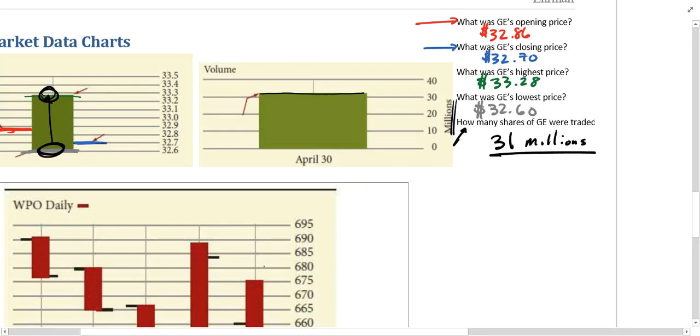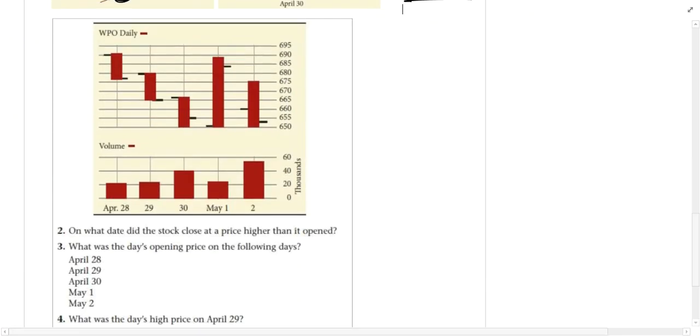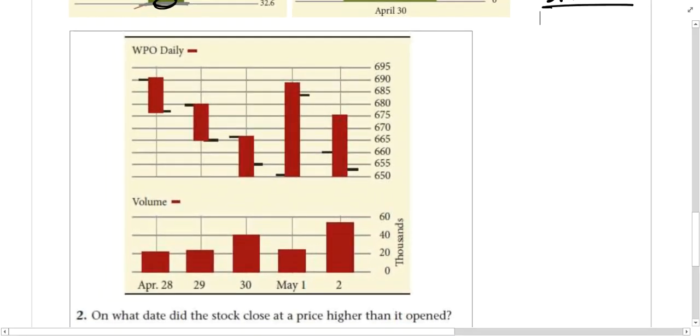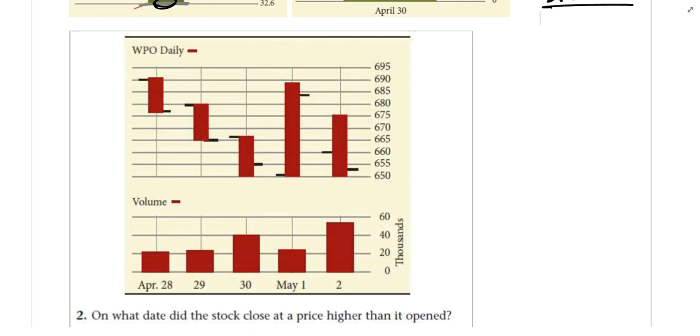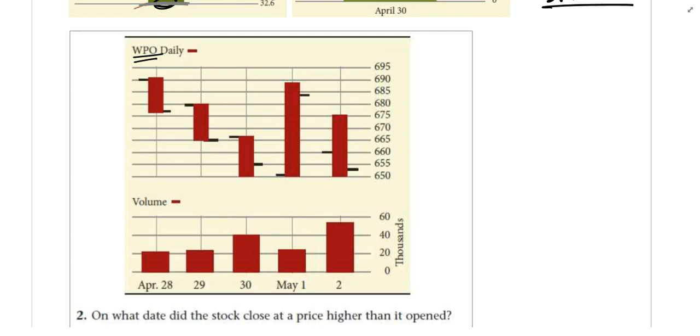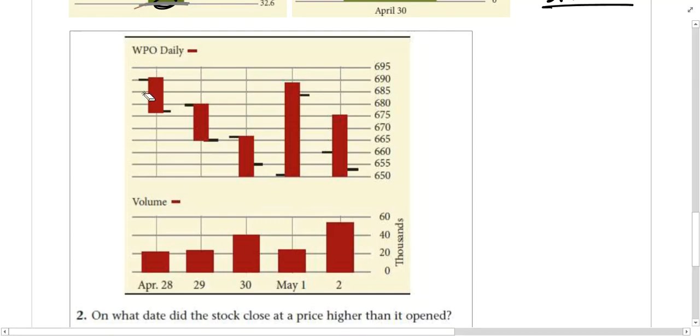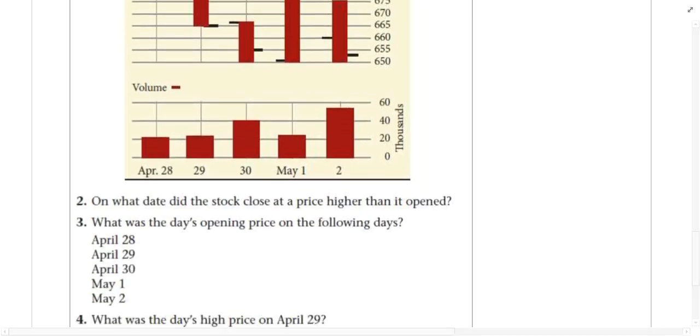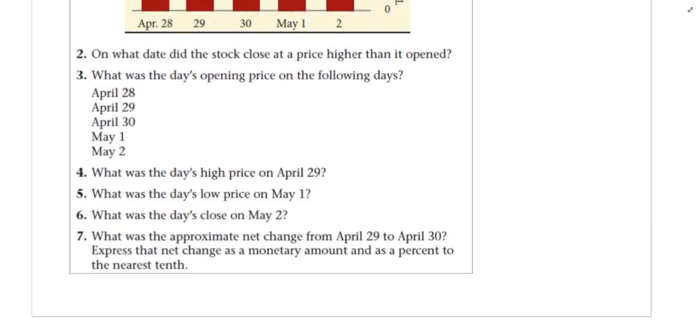To finish out this video and today's tasks, I'd like to look at this last set of examples and the series of problems that go with it. This is a stock market data chart for a week of information for the WPO stock. This is Washington Post. So what I'd like for you to do is look at the information that's presented to you here and try your best on answering numbers 2 through 7. Pause the video and try these problems on your own. In just a few moments, you can resume playback and check your answers with what I have.